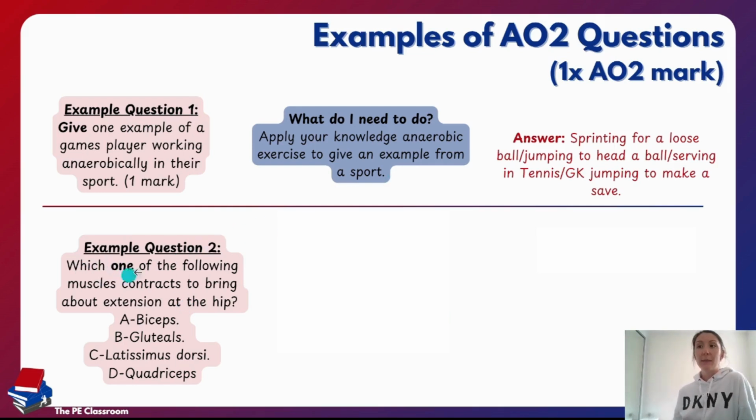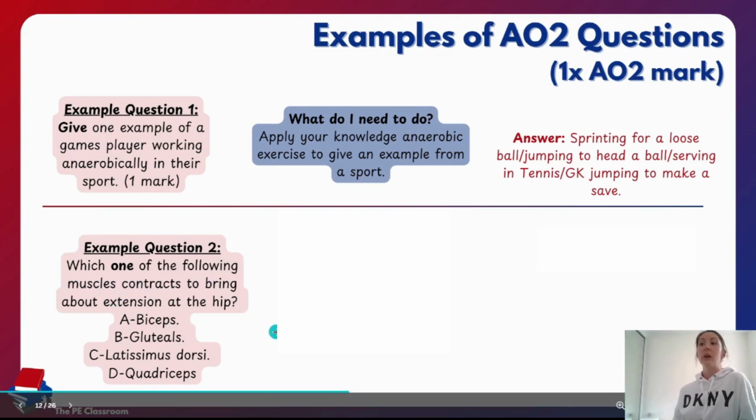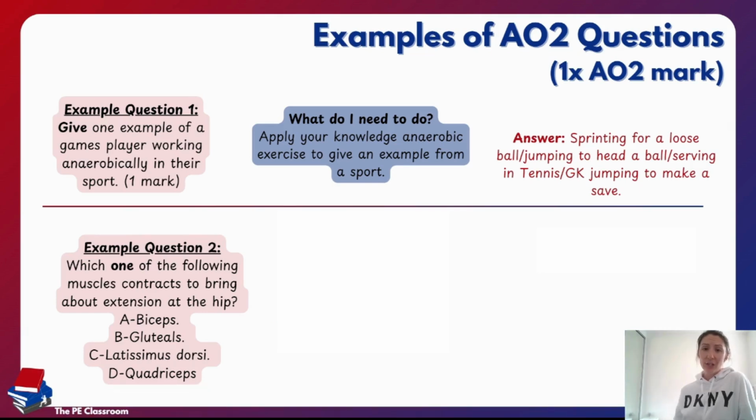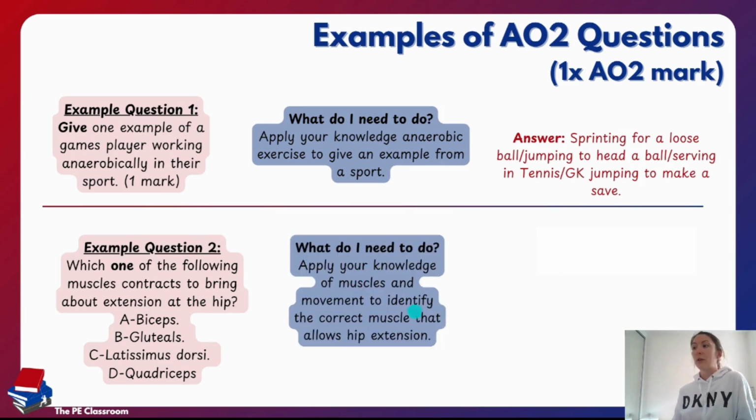Our second question, similar to an AO1 question, is a multiple choice question. So which one of the following muscles contracts to bring about extension at the hip? Because it's similar to an AO1, but the wording of the question makes it an AO2 question, as it is requiring you to apply your knowledge of muscles contracting to allow that extension at the hip. So you need to have a good knowledge of your muscles to know which muscle is contracting to allow extension at the hip. So you're applying that knowledge of the muscles to identify the gluteals as allowing extension at the hip.